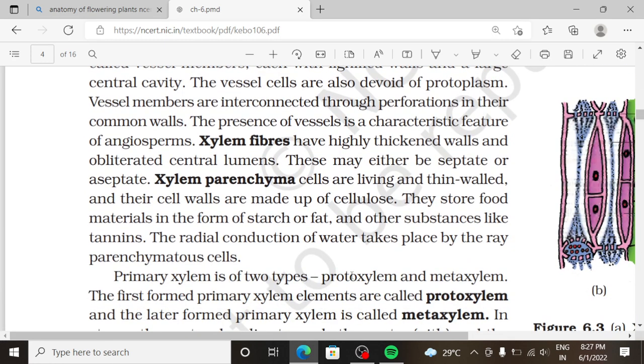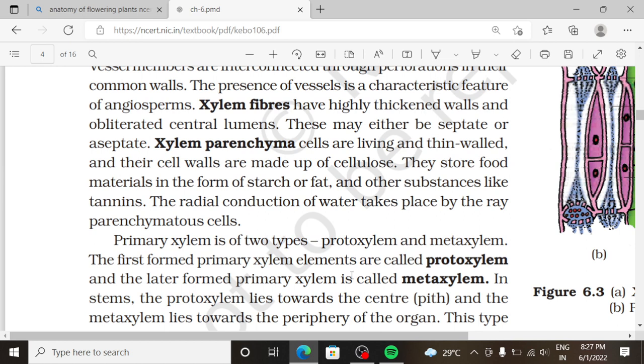Vessel members are interconnected through perforations in their common walls. The presence of vessels is a characteristic feature of angiosperms. Xylem fibers have highly thickened walls and obliterated central lumens. These may either be septate or aseptate.